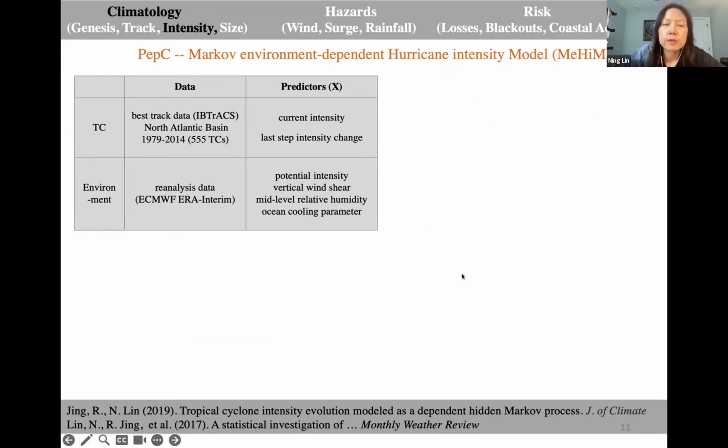For the intensity, we have this Markov environment-dependent hurricane intensity model. The idea is that intensity is related to a few parameters, including intensity. We're modeling intensity change, say 6-hour intensity change along the track. That would depend on the current intensity of the storm, the last step intensity change, and also the environmental conditions: potential intensity, wind shear, relative humidity, and ocean cooling parameter. The first try is we could develop a linear regression between intensity change and these parameters.